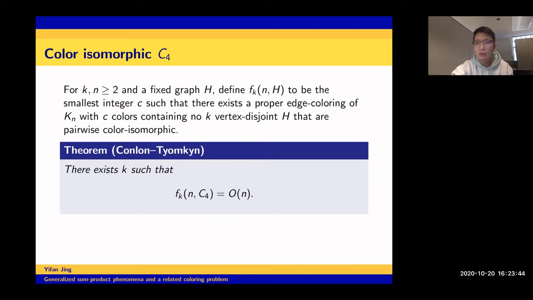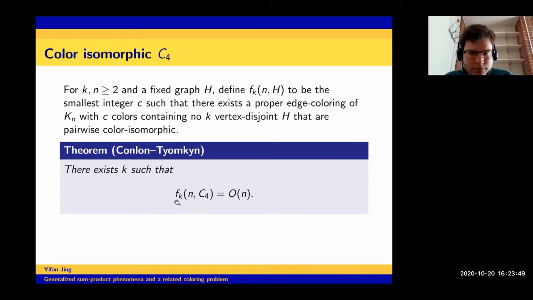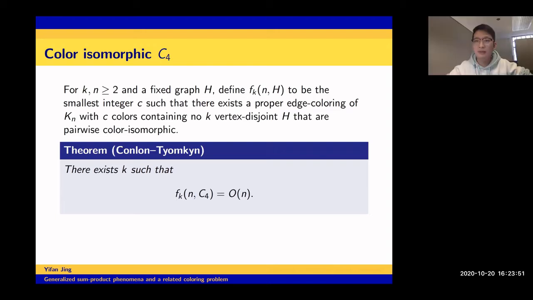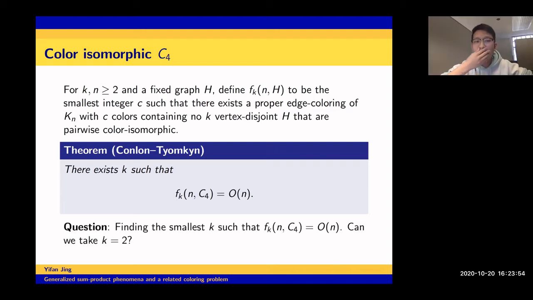And in their proofs, they use a random algebraic argument. So the k they get is pretty large, like larger than 10,000, something like that. And then the question is, can we find the smallest k such that f_k(n, C4) is linear? In particular, Colin and Tomkin ask, can we take k equal to 2? So basically, can we use a linear number of colors to color K_n such that we don't have any color isomorphic C4? So this is the question.